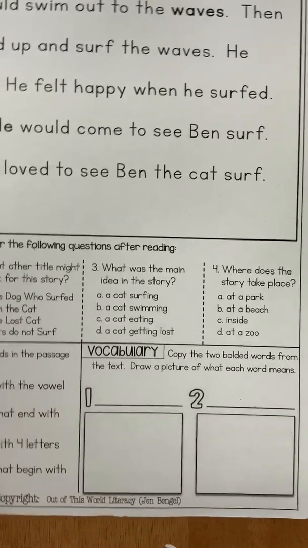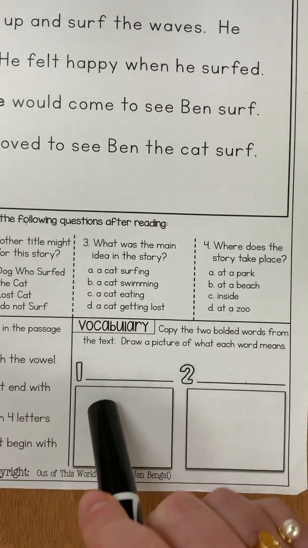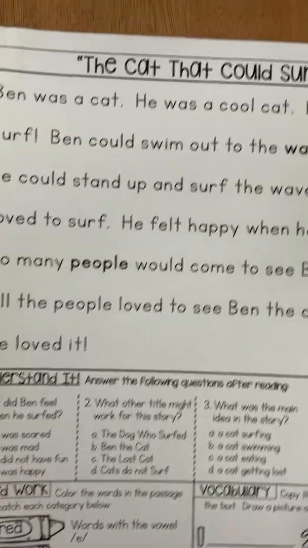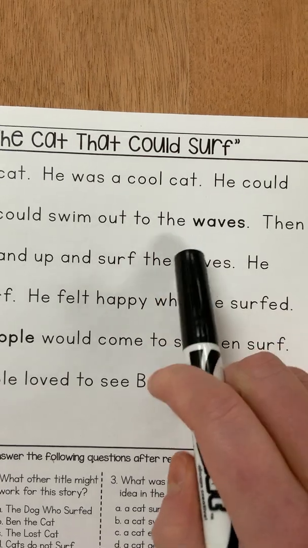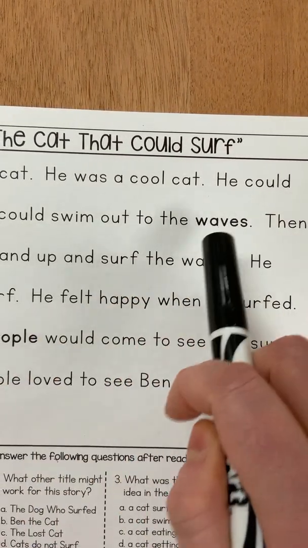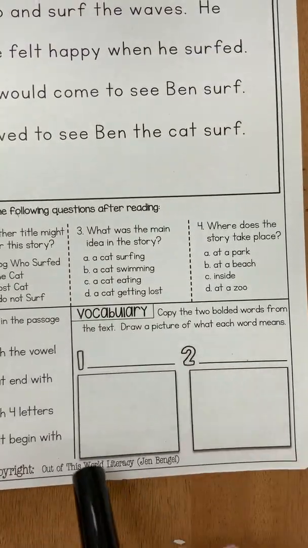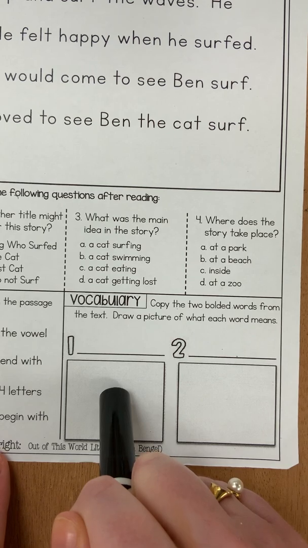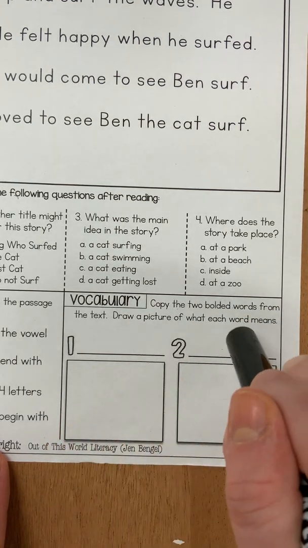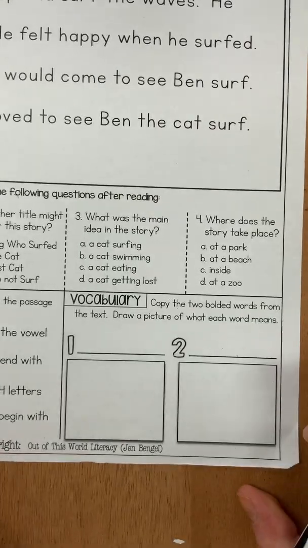And then on vocabulary, you're going to look back at the passage to see what 2 bold words were from the passage. So you could see waves is going to be one of your vocab words that you need to describe based on the given information, and people. So you're going to put waves and people, and you can put a sentence that best describes waves, or you can draw a picture of waves, and the same for people.